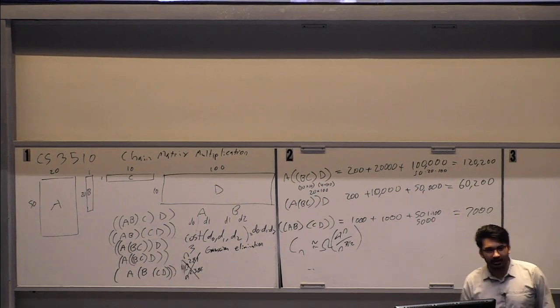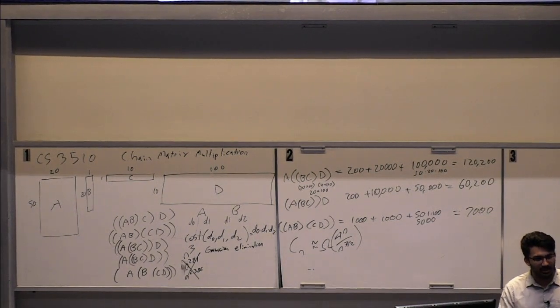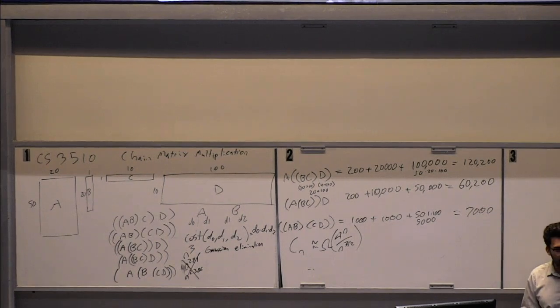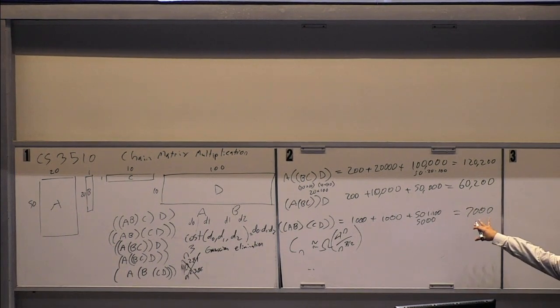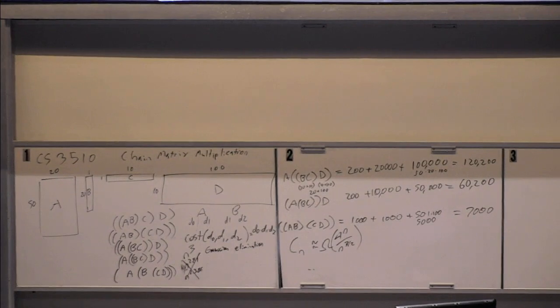Brute force search is already a bad idea, simply because the number of parentheticalizations you have to check is going to be exponential. And each one itself will take time to work through a sum of products. So it's certainly not the optimal solution for this.